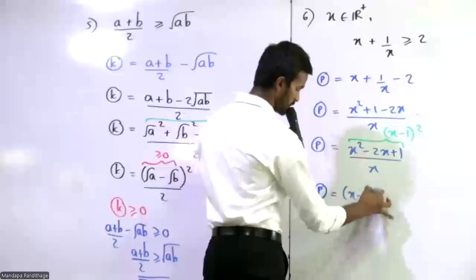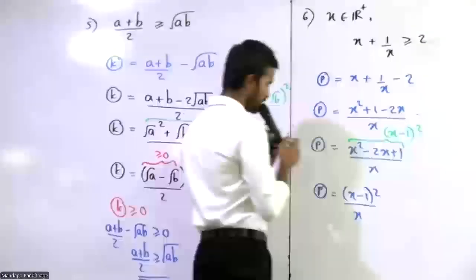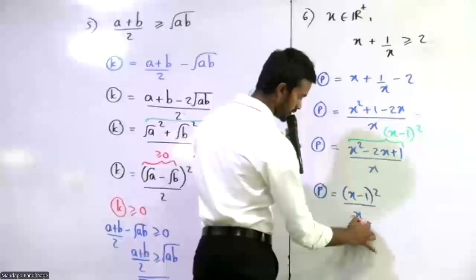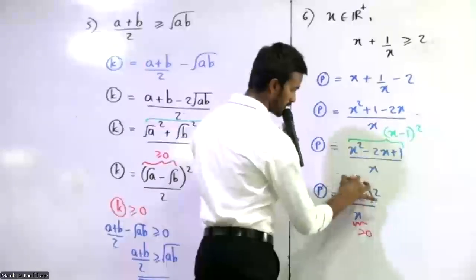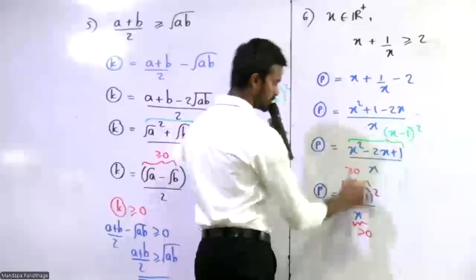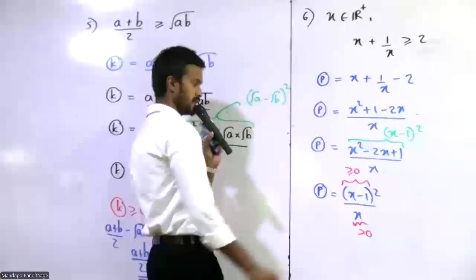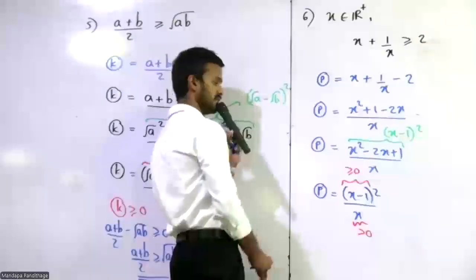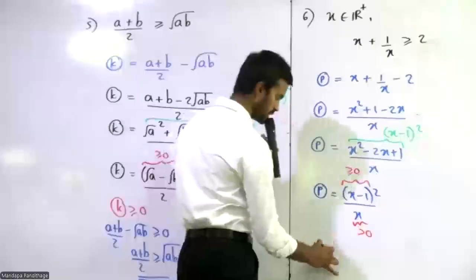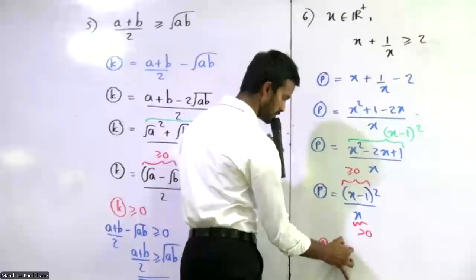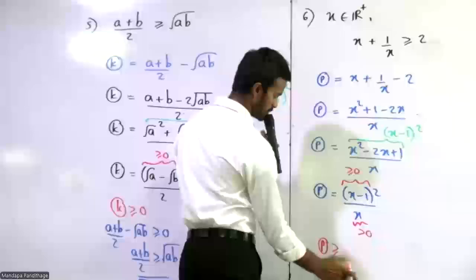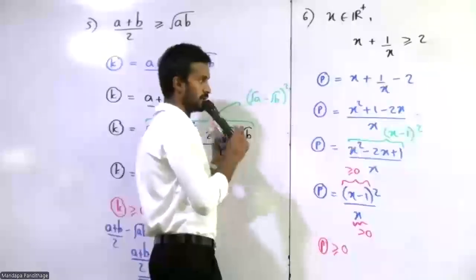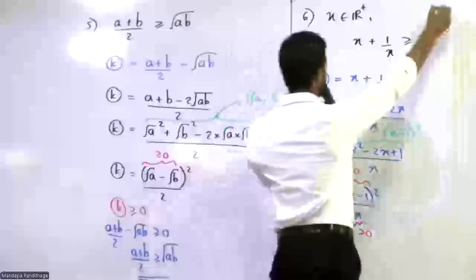You have written the numerator as a square. Okay, now it is clear. Your denominator is positive and your numerator is positive, but it is even equal to 0. So when the numerator is positive and the denominator is positive, the entire term is positive. But since there's an equal to 0, I consider p is equal to or greater than 0. So p is equal to or greater than 0. Clear?